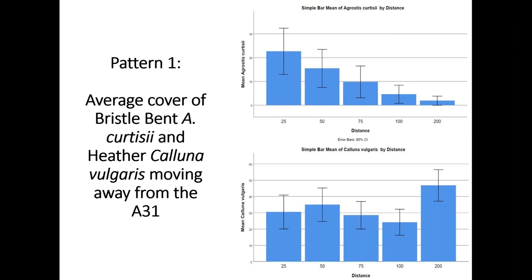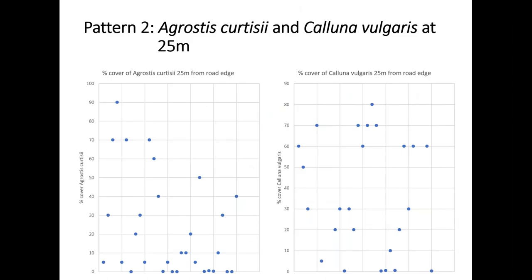If we look at the cover of Calluna, for example, you'd imagine that Calluna would be very low closer to the road and then building up some distance away. So this pattern here within the intensively managed zone does not reflect that at all. And this area here, at 200 metres in, where the background levels are, really has very, very limited management, so it tends to be old and senescent heath. That was looking at the averages.